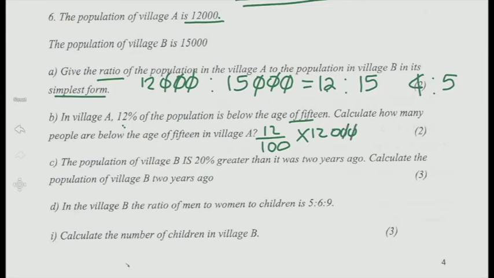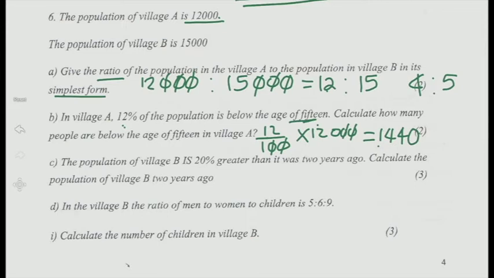So these zeros here will cancel out. We have 12 times 120, because 12 times 12 is 144. So 12 times 120 is 1,440, meaning that 1,440 people are below the age of 15.